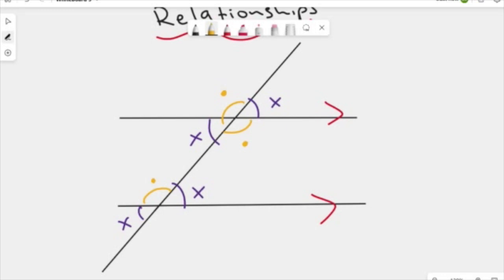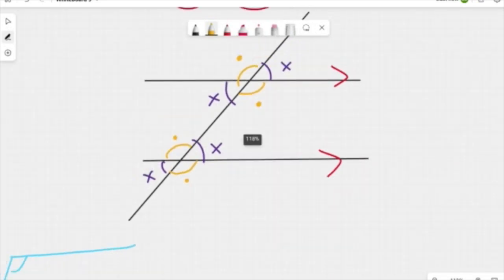And wait a minute, these are vertically opposite. So these are equal too. Now, through this simple act of drawing these parallel lines and cutting a line through them, we make 8 different angles. Well, sorry, no, I shouldn't say different angles because a lot of them are equal, but we make a total of 8 angles. And from here, we can make some more observations based on which angles are equal.